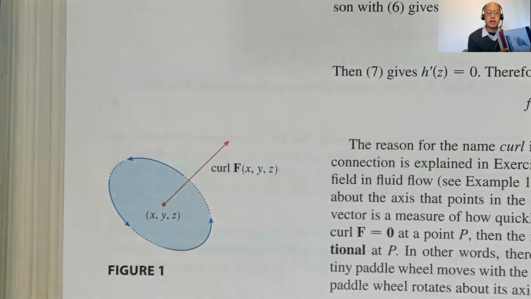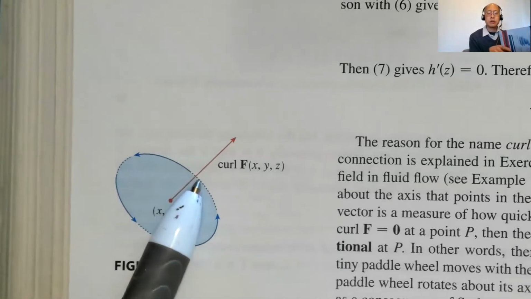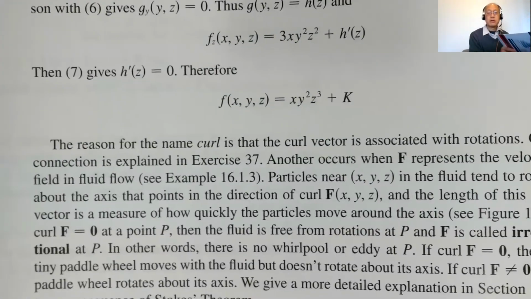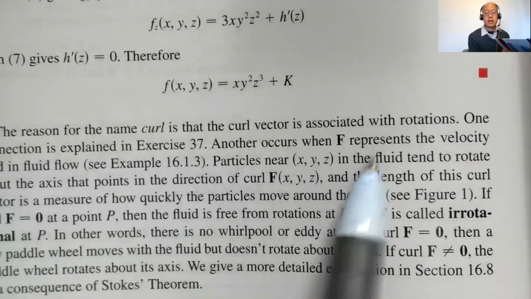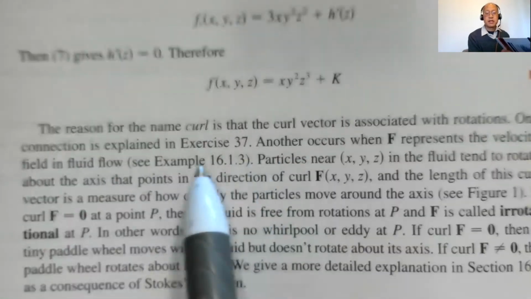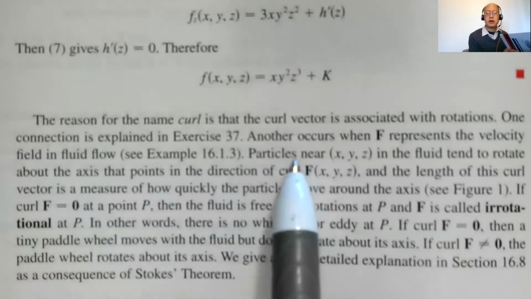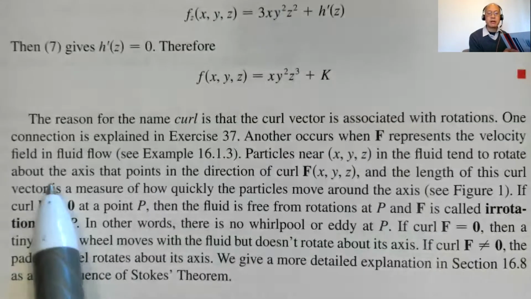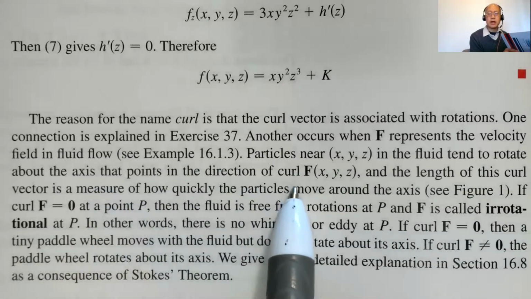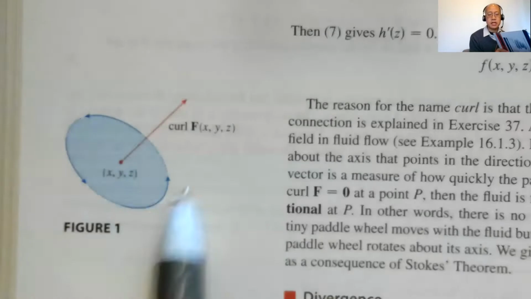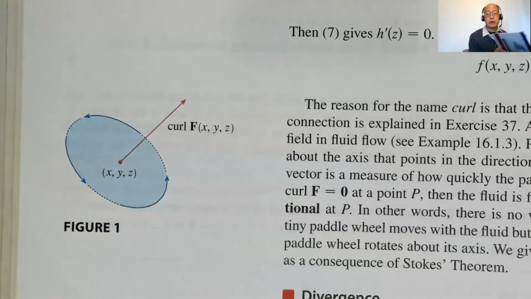All right, just a very little bit about physics. You'll learn more about this in the physics class. But as you might think, the curl is a tendency to curl about an object. The reason for the name curl has to do with rotations. One connection is explained in exercise 37. Another occurs when F represents the velocity field in fluid flow. Particles near x, y, z in the fluid tend to rotate about the axis that points in the direction of curl F of x, y, z. And the length of this curl is a measure of how quickly the particles move about the axis. So it's a tendency to spin. The curl gives you a tendency to spin about a particular point.